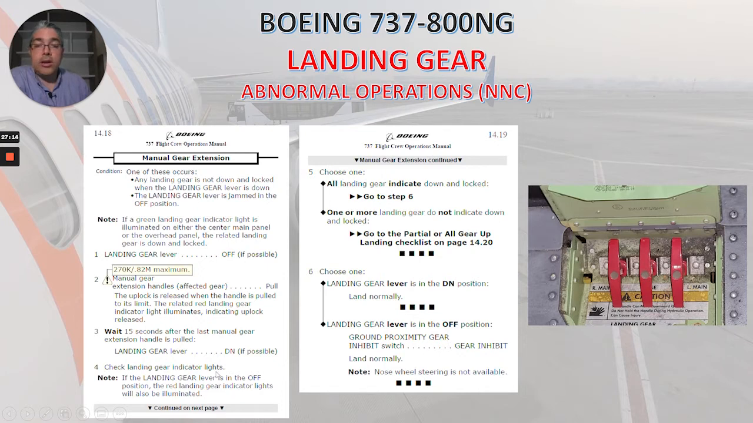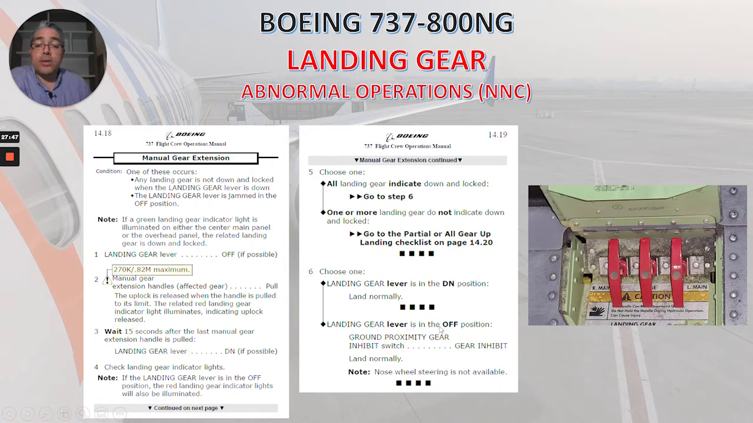Number 4, check landing gear indicator lights. Note, if the landing gear lever is in the off position, the red landing gear indicator lights will also be illuminated. Number 5, choose one. All landing gear indicate down and locked, we'll go to step 6. Landing gear lever is in the down position, land normally. That's the end of the checklist.